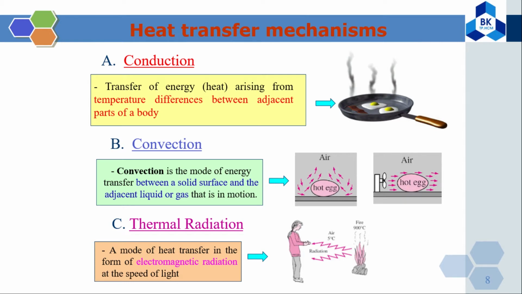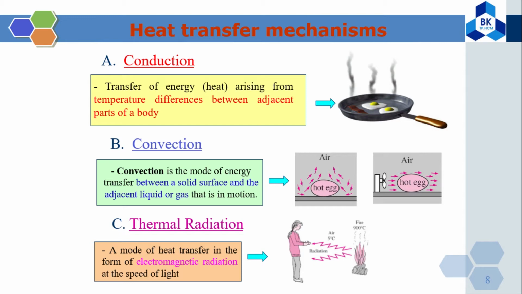convection. In the next picture, to cool the hot egg faster, you can put in a fan. When you put the fan in, the air will move faster, so the heat transfer coefficient will increase, which helps to release the heat from the hot egg faster. So this one we call forced convection.